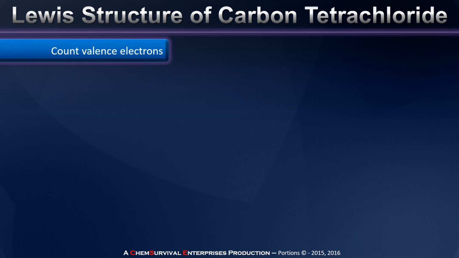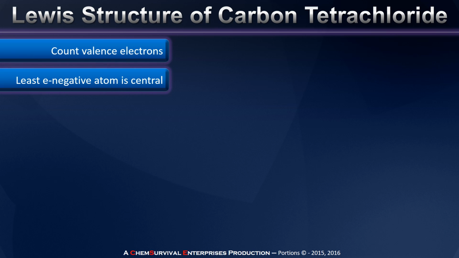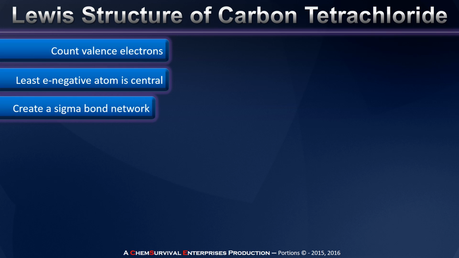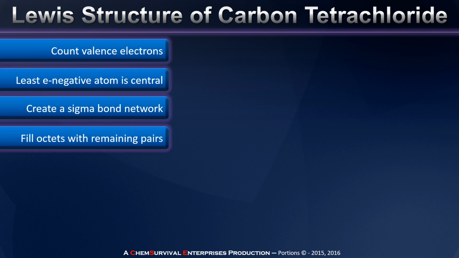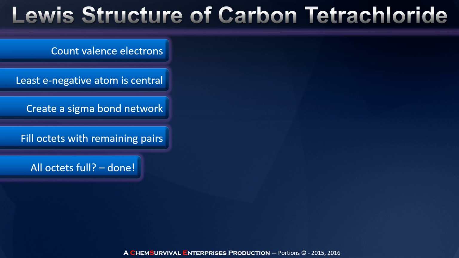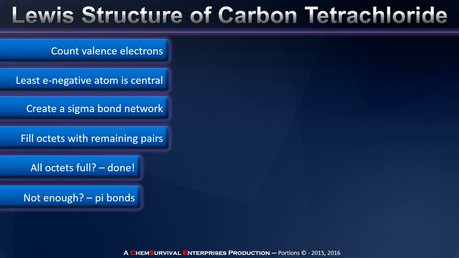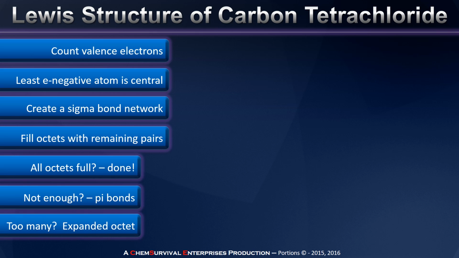To do this, we first count the total number of valence electrons in the entire molecule. Next, we'll put the least electronegative element in the center of that molecule. Then we'll bond all the other atoms to that central atom using a single bond or a sigma bond. After that, we'll fill the remainder of the atoms within that molecule using electrons from our budget, and we'll check to see if we have octets for everyone. If so, we're finished. If instead we don't have enough electrons, we'll have to consider pi bonds, and if we find we have too many electrons, we'll have to think about expanded octets. So let's use these rules now to draw the Lewis structure of carbon tetrachloride.